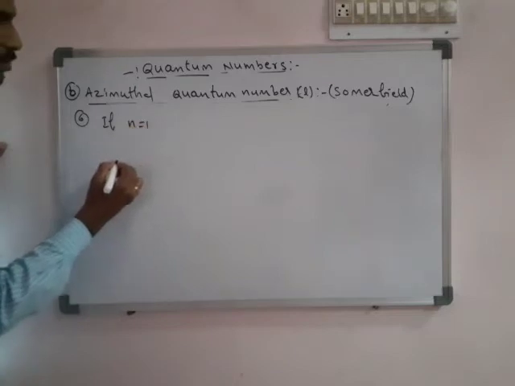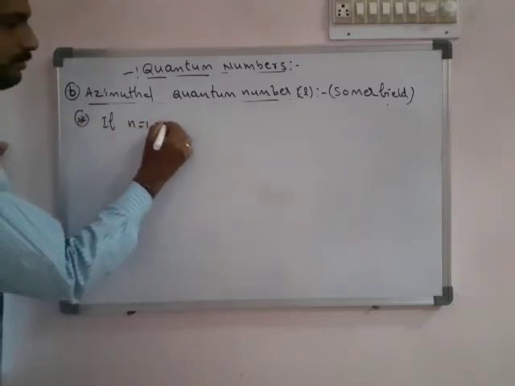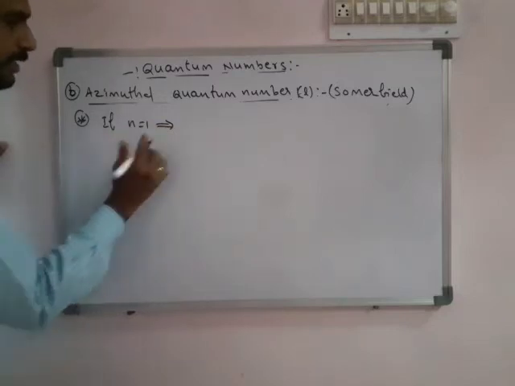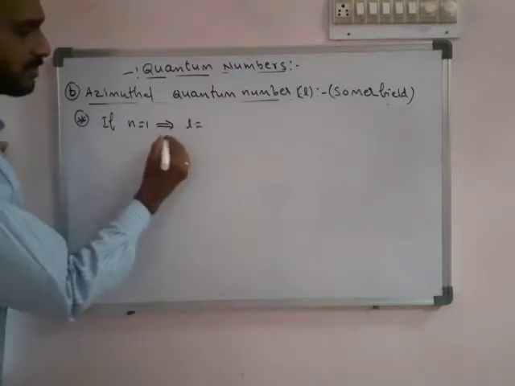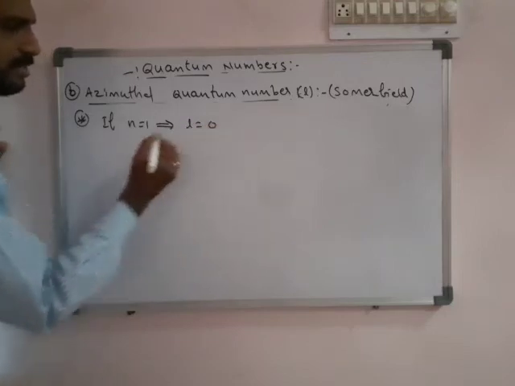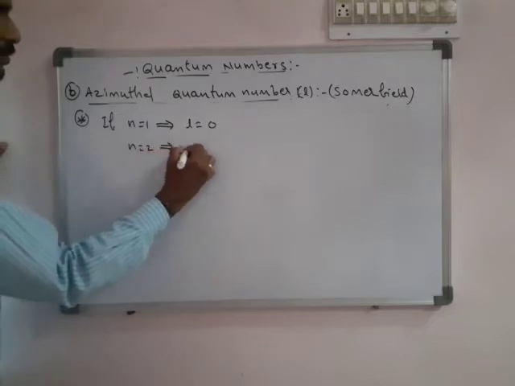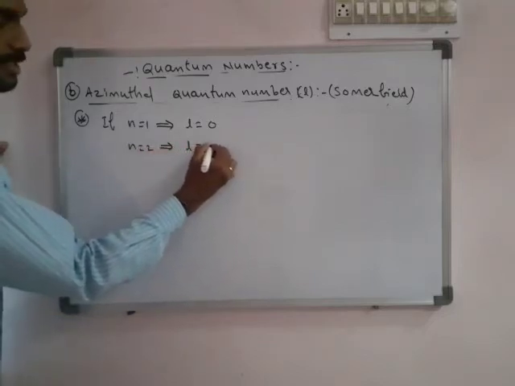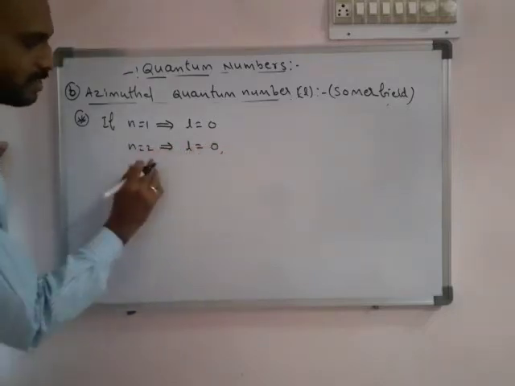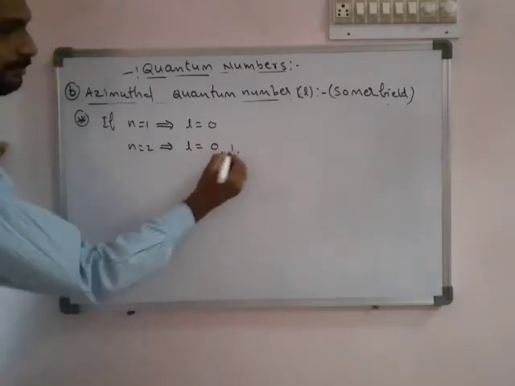If n is equal to 1, we know n starts from 1 only. So L value starts with 0, ends with 1 minus 1, 0, means L equals 0 is the last. If n equal to 2, what are the L values? Starts with 0, ends at n minus 1, means 2 minus 1, so 1 is the last.